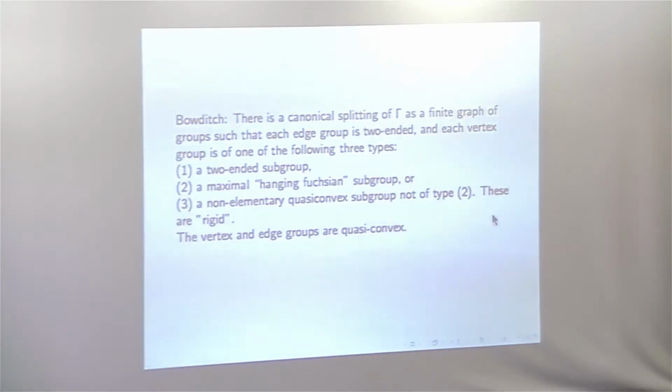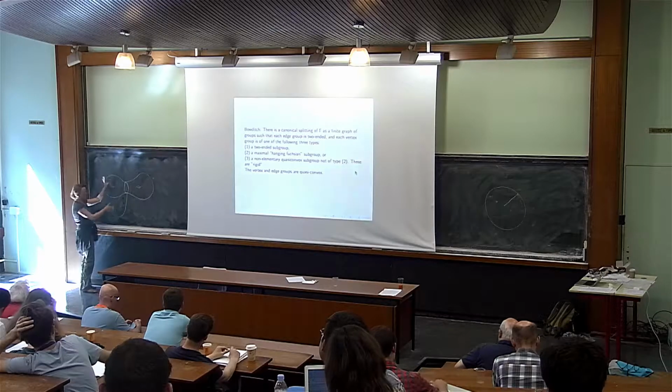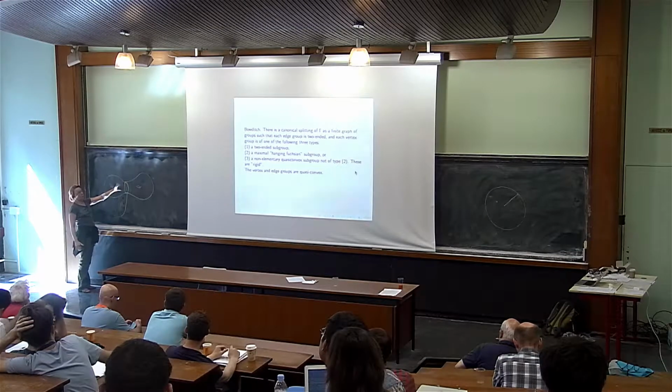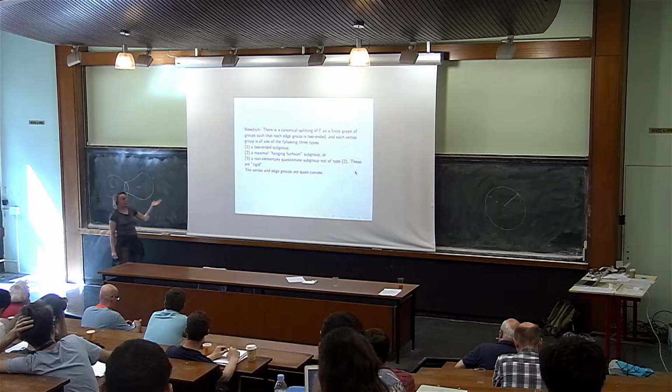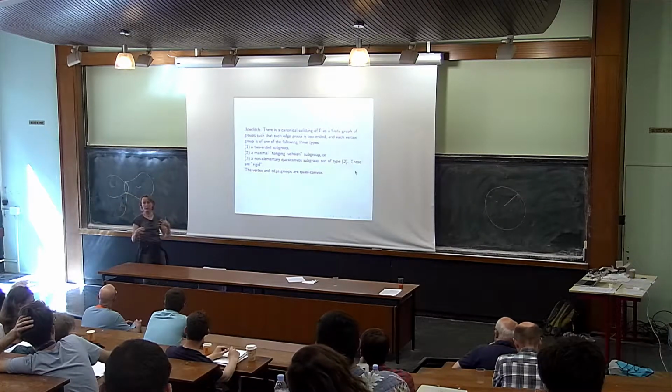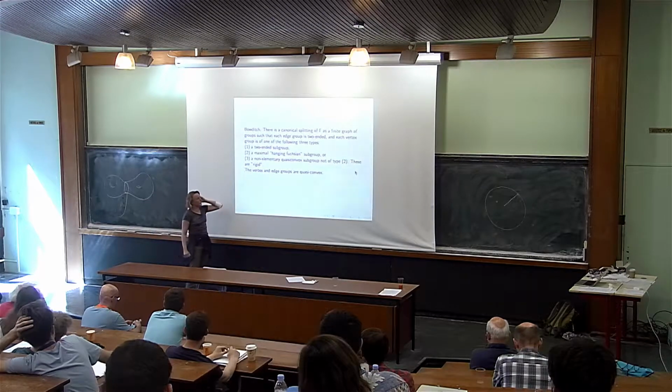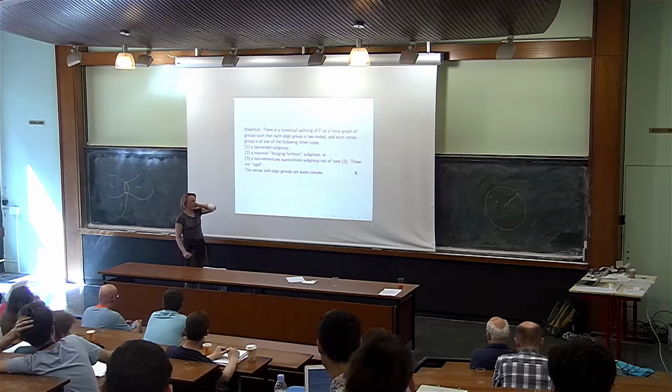Okay, so each group is 2-ended, and each vertex group is going to be exactly one of the following three types. It's either going to be a 2-ended subgroup, so virtually cyclic, a maximal hanging Fuchsian subgroup, and these are the primo examples of maximal hanging Fuchsian subgroups. They're just hanging off by their peripheral subgroups, which correspond to the boundary subgroups. Or there's something else. These are the rigid ones, and these do not have any splittings over Z. And furthermore, the vertex and the edge groups are quasi-convex.